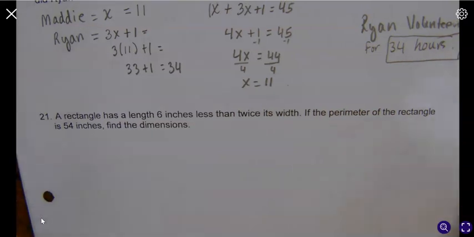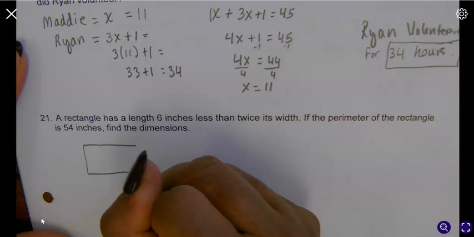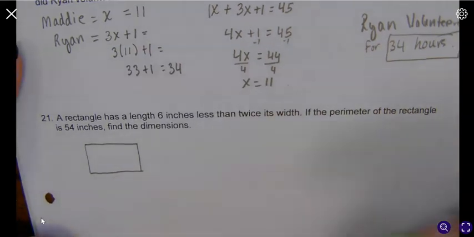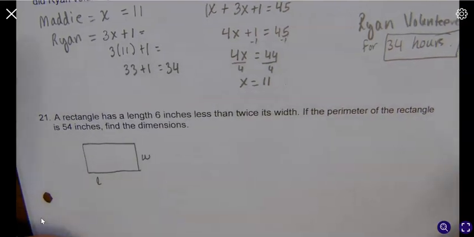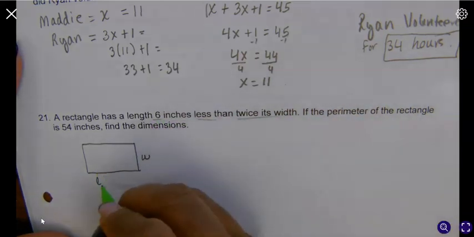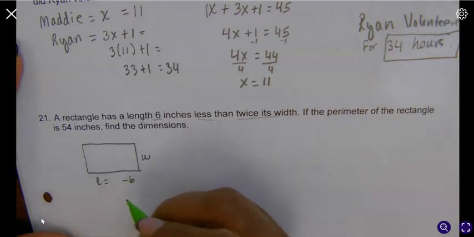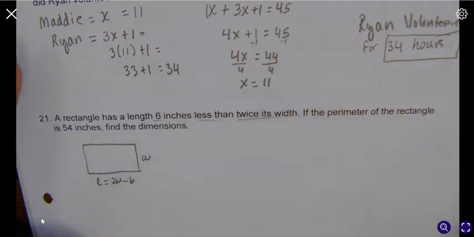Alright, last one. A rectangle has a length 6 inches less than twice its width. Okay, so you have a rectangle, and a rectangle has a length and a width. It says the length is 6 inches less than twice the width. So the length is 6 inches less than. So less than means you have to kind of switch it. Twice the width, so 2w minus 6.